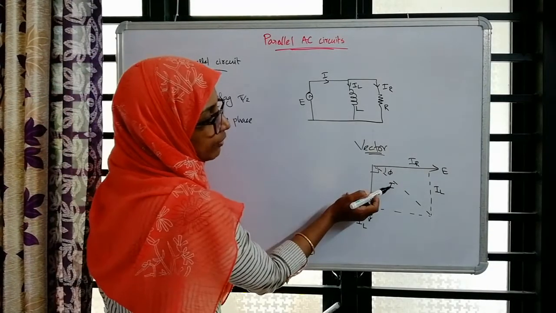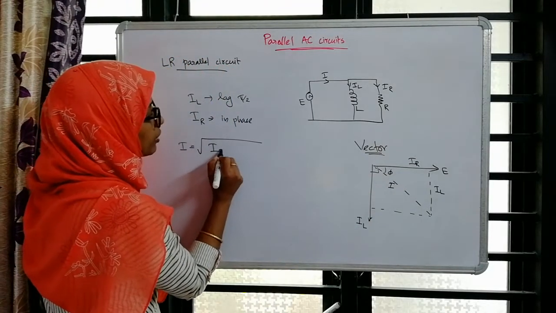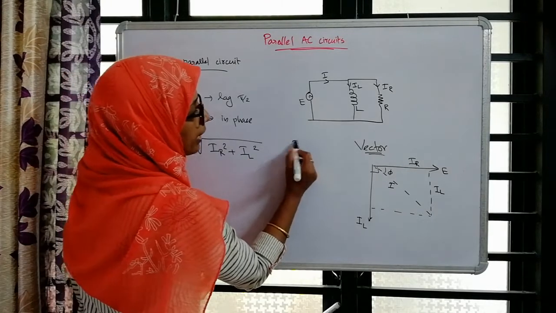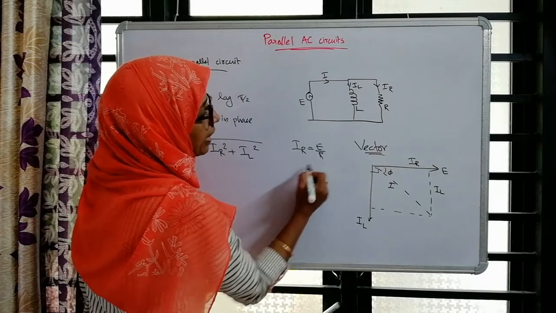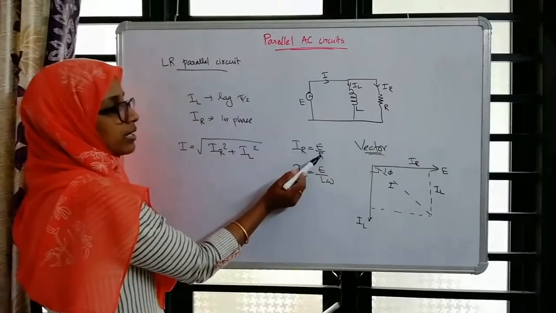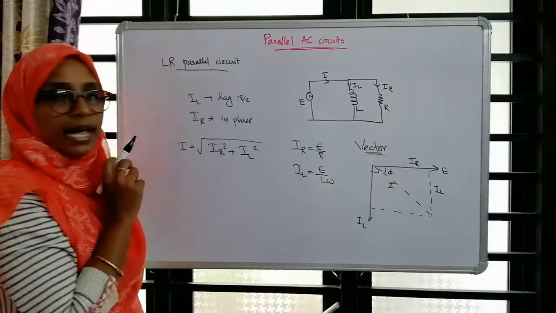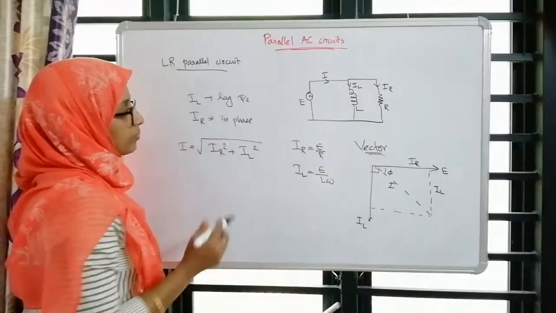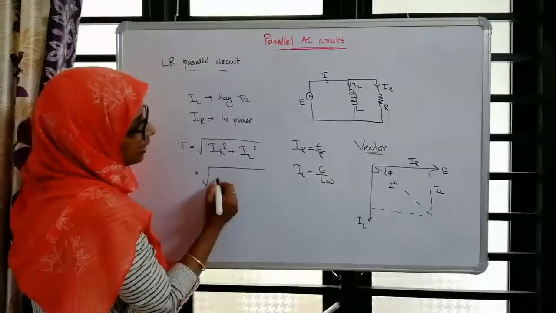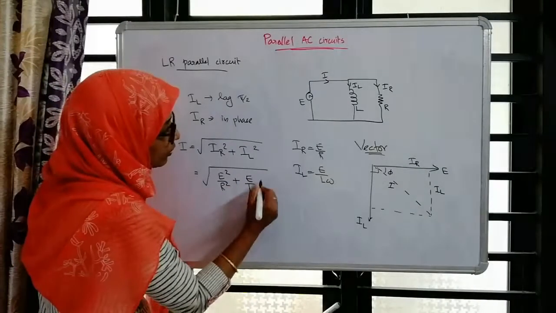So the resultant current will be I, which is equal to the root of IR square plus IL square. That is, we know IR is equal to E by R and IL is equal to E by L omega according to Ohm's law, where R is the resistance and L omega is the inductive reactance, that is X. So by substituting here we get the net effect of current: I equals root of E square by R square plus E by L omega whole square.